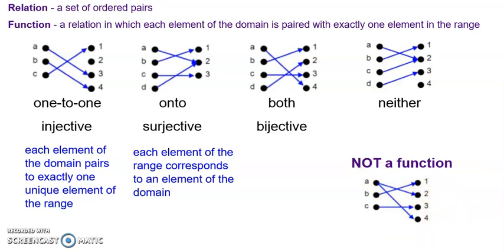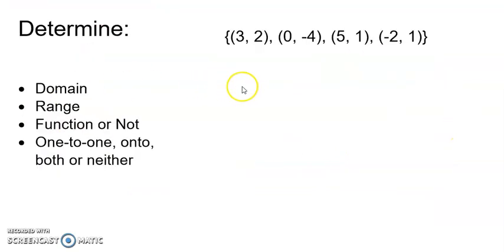Now we're going to take a look at 3 examples, a set of ordered pairs, a mapping diagram, and a table, and talk about the domain and range, which, if you need some review, I've got a separate video on domain and range. And we'll look at whether it's a function or not, and if it is a function, which of these we can label it as. In this example, we've got 4 ordered pairs. So pause, and try to answer these questions.